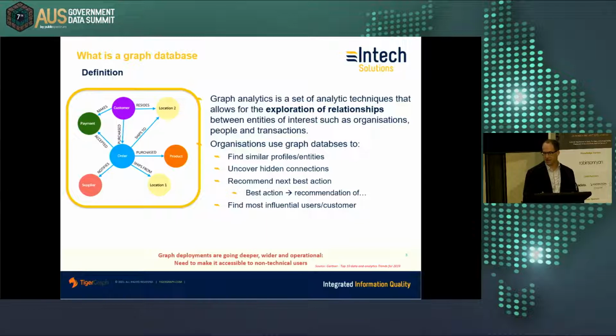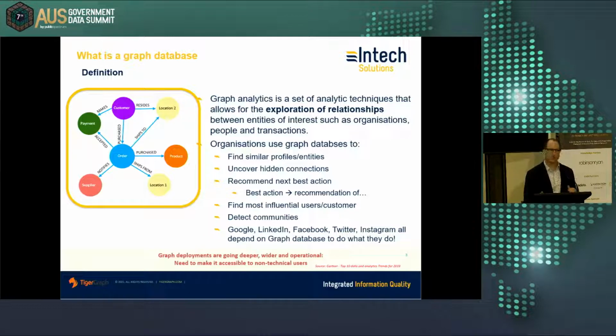Find the most influential user and customer, and detection of communities. Often amongst the customer base, there are all these relationships amongst the customers, and identifying and exposing those relationships and identifying communities within clients is a key function, and also what drives the communities and what's the centrality of the community is another key function of graph databases. Google, LinkedIn, all the social media companies could not do what they do without graph databases. To a very large extent, the development of these graph databases has come leaps and bounds because of those companies and what they've done over the last 10 years.